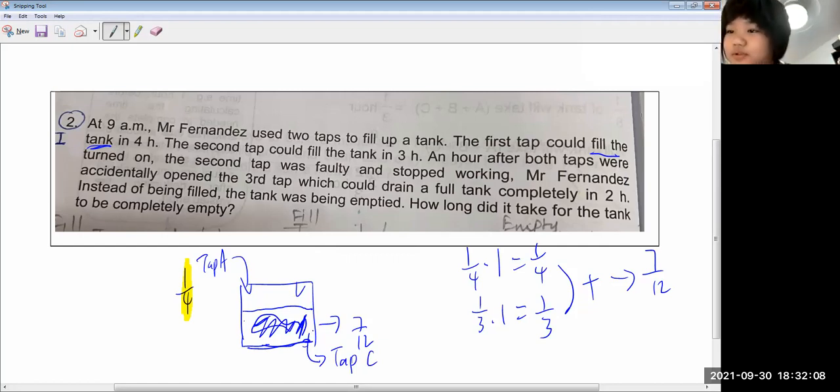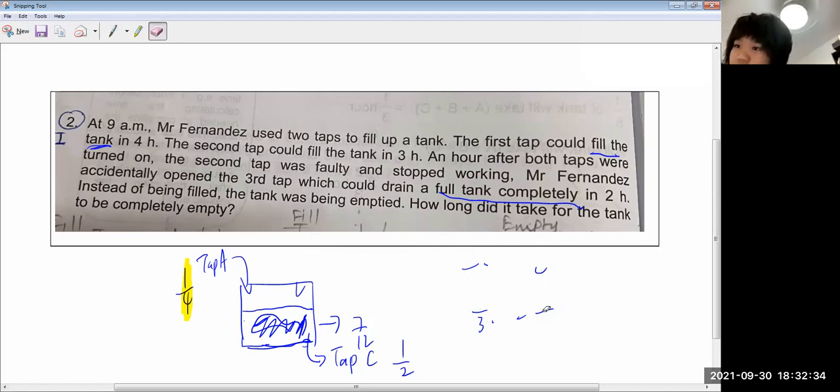I think I know how to do this question. Let me explain, because instead of filling, this one actually drains water out. How fast does it drain? It drains the full tank completely in half an hour, so basically the rate is half. So now you have 7/12 of the tank, and you have 1/4 going in, and then the half going out. How fast can you drain this?